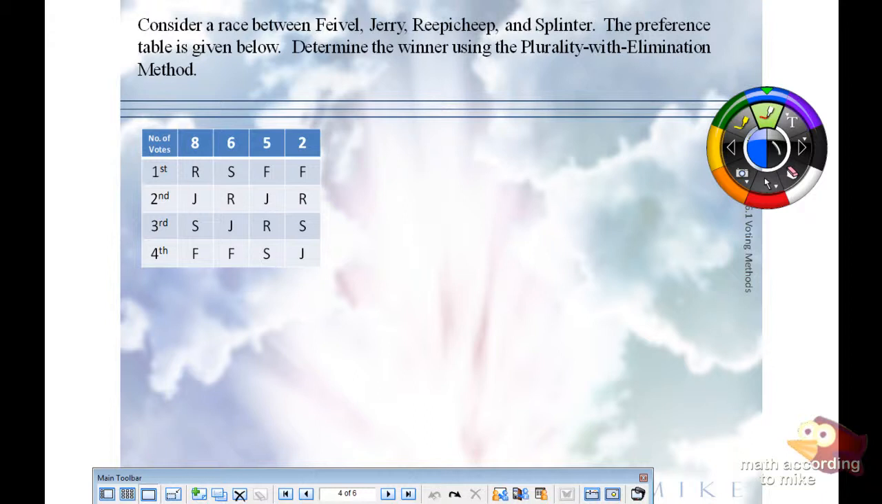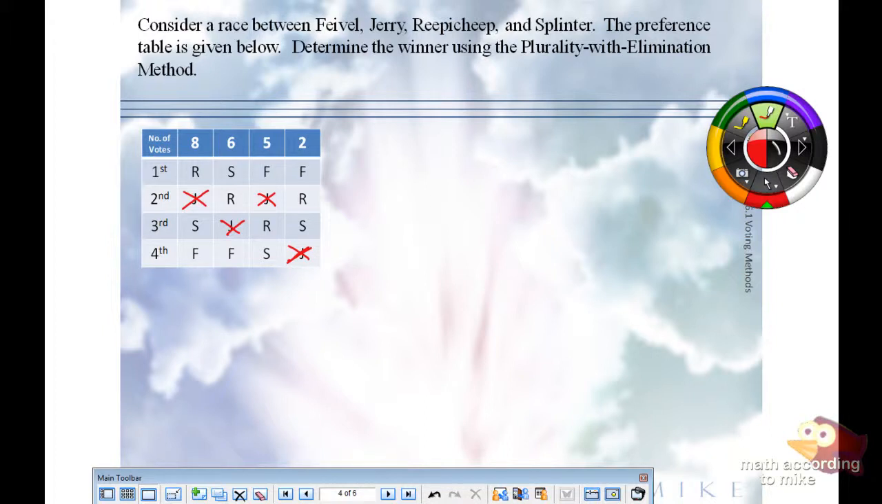So if we have 21 voters, then that means we need 11 or more to be considered a winner according to the plurality with elimination. So who has the least amount of first place votes? Don't say Fievel with 7, because notice Jerry has none. So we nix out Jerry. Goodbye, Jerry. We barely knew thee.